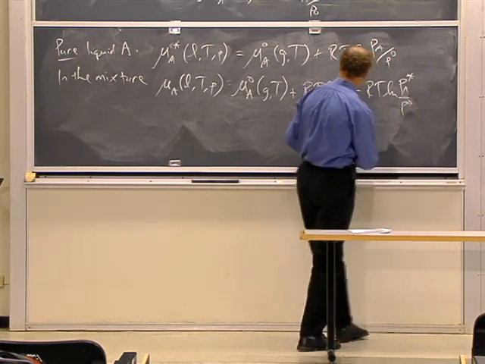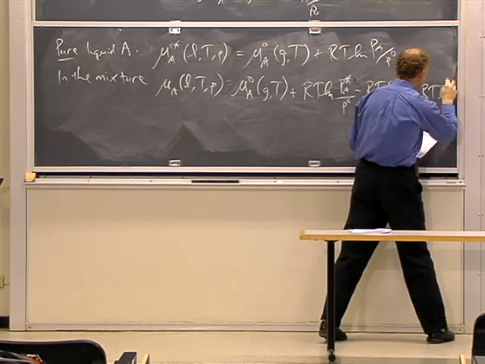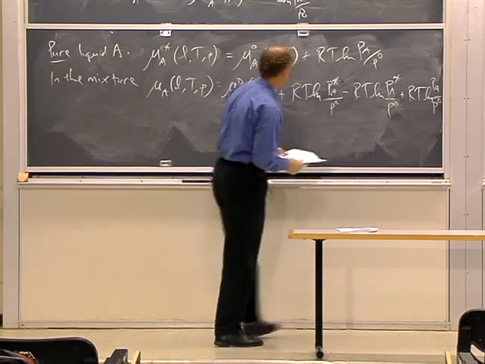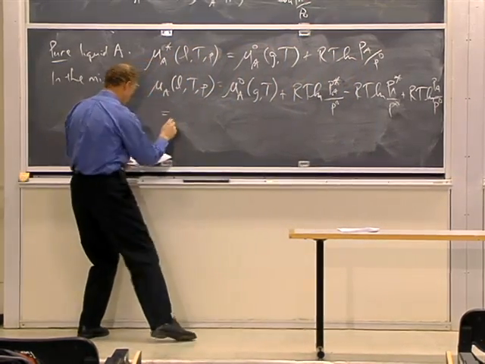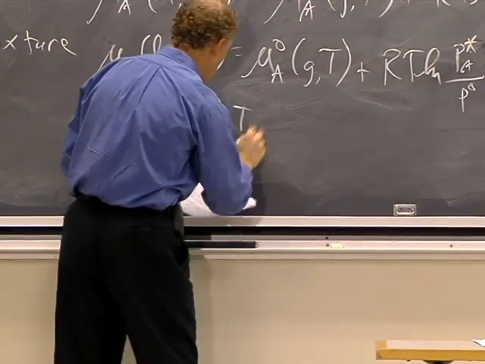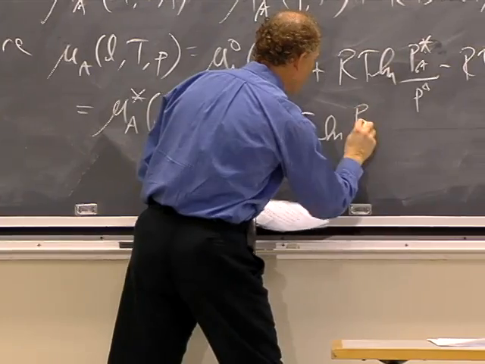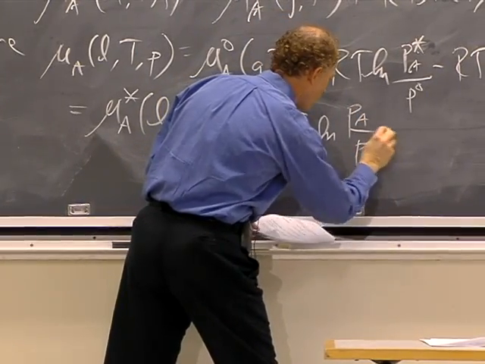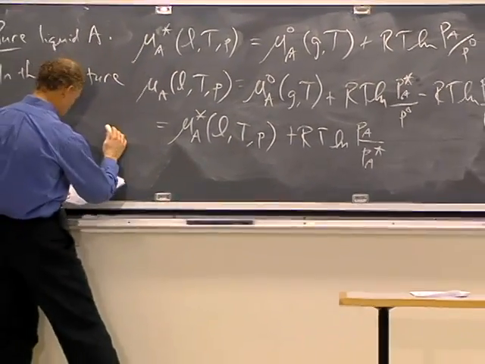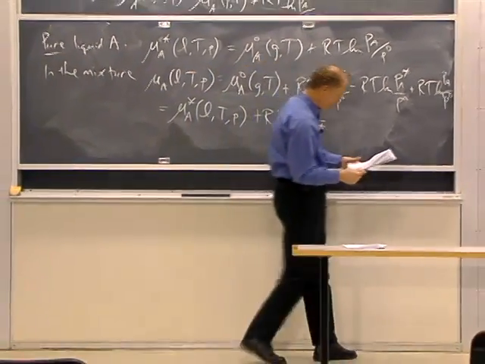Wait a minute, lost a term. Plus RT log PA over P naught. And all I want to do now is combine terms to write mu A star in the liquid at temperature and pressure plus RT log of PA over PA star. Okay? So this is a very convenient form for it. And then, of course, we have an expression for PA, right, from Raoult's law.